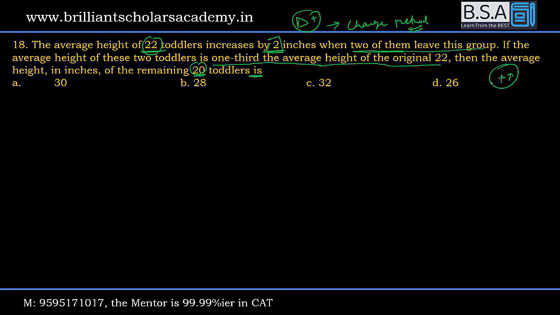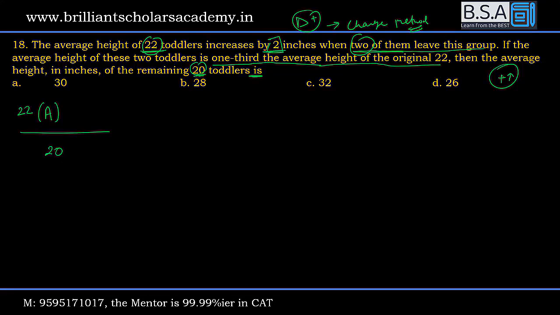So here, please observe, I'm imagining. First I'll solve it through the thorough method. The average height was originally A. There were how many toddlers? 22 toddlers were there. Out of 22, how many are leaving? 2 of them are leaving. So how many remain? 20 remain.